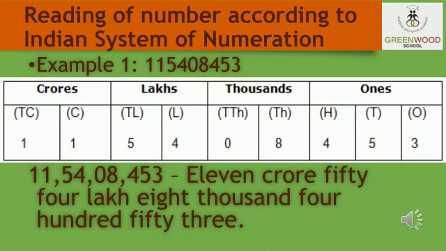Now see the second period. 8 at the place of 1,000, 0 at the place of 10,000. 1,000 and 10,000 create which period? 1,000 period. Now see the third period. 4 at the place of lakh and 5 at the place of 10 lakh. Lakh and 10 lakh create lakh period. Now see the fourth period. 1 at the place of crore. Another 1 is at the place of 10 crore. This table is for explanation.